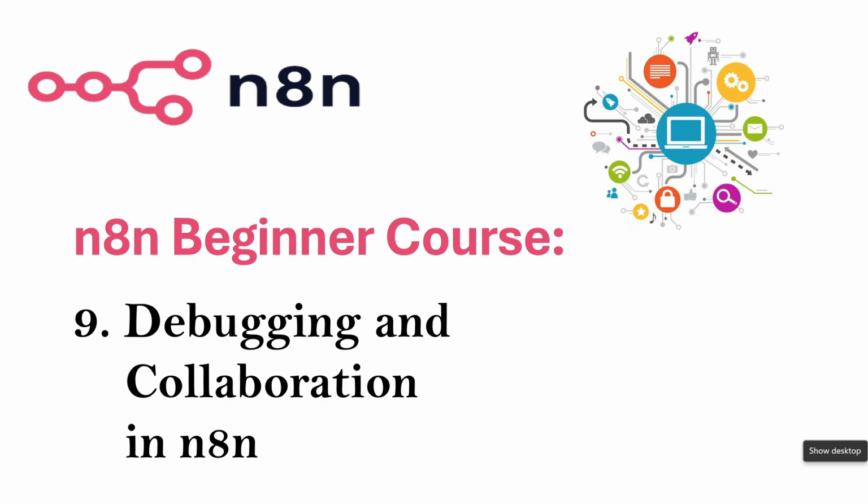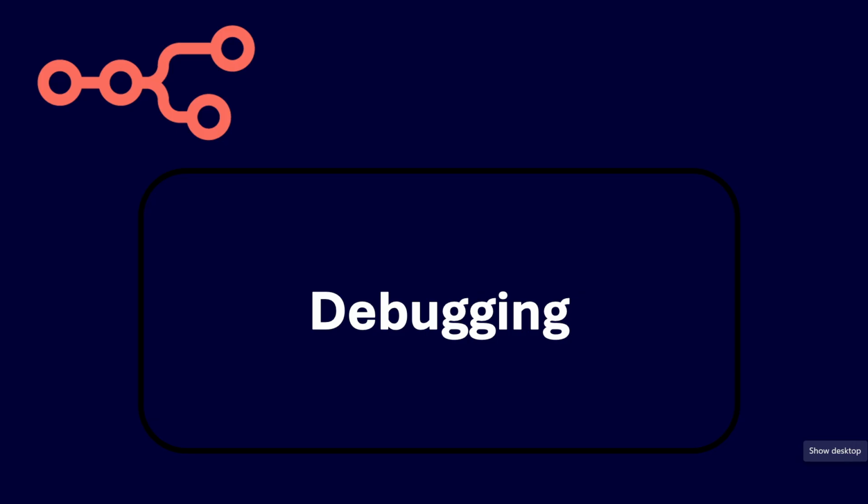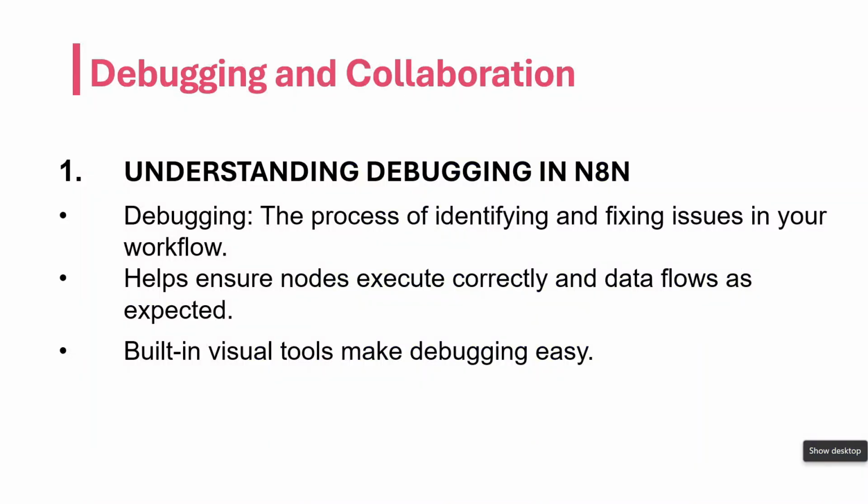So let's get started. Now we will see what debugging is. It's one of the most important steps while building automation workflows. Debugging simply means identifying and fixing any issues in your workflow.